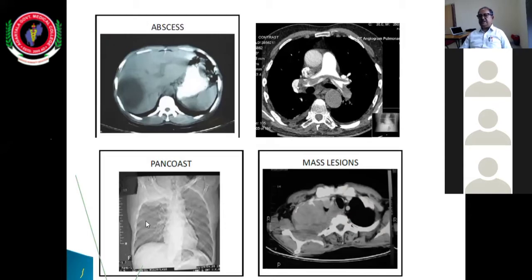This is the chest X-ray of the patient showing a mass at the apical region of the right lung. The CT scan was done, and at the same level, there is a mass. You can see properly the destruction of the ribs. You can see the ribs on the left side, and there is a destruction of the rib on the right side.